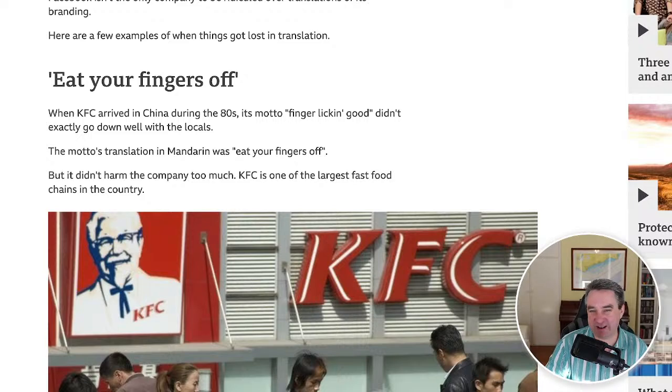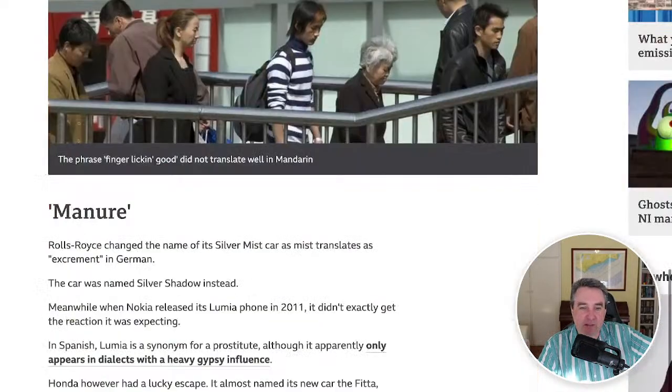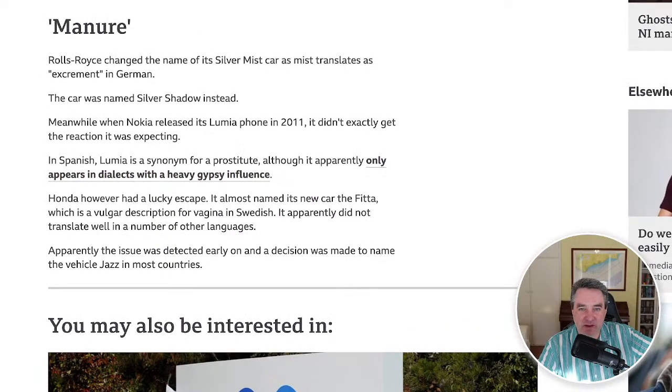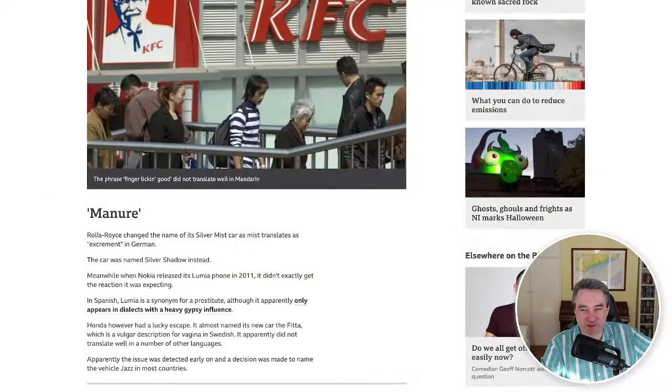But when they do get translated, sometimes they get in a sticky situation. Another example was Rolls-Royce. They changed the name of its Silver Mist car, because I guess it mistranslates as excrement in German, so they have to be very cautious. Nokia released its Lumia phone in 2011. Lumia is a synonym for prostitute, although in particular dialects. Honda, they had the name Fitta, the Honda Fitta, but they changed it. I think it was changed to Jazz in most countries, the Honda Jazz. Yeah, so quite an interesting news article for today.